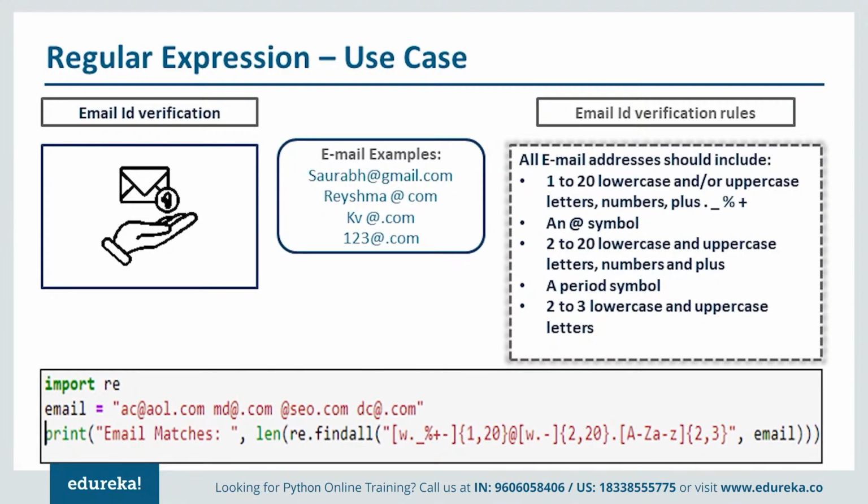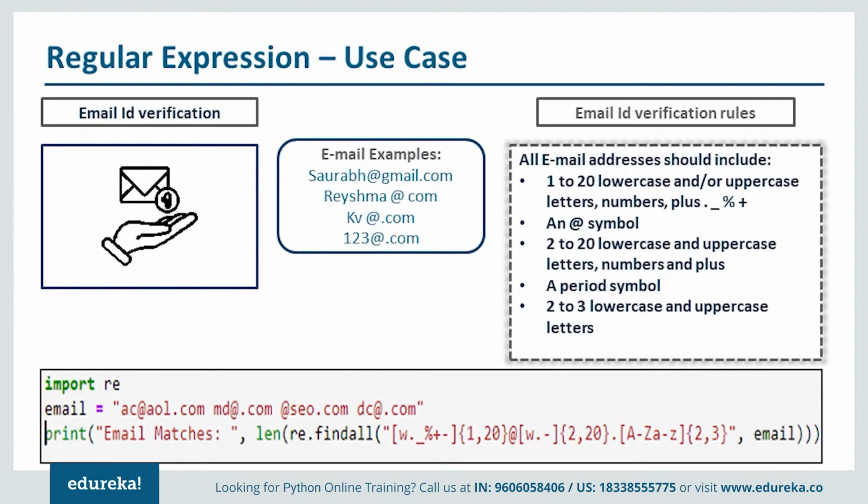The username can be 1 to 20 lowercase or uppercase characters, and can include numbers, plus symbols, dot, underscore, percentage. These symbols can be present in this one. That is why the regular expression has W, which is for any word character, alphanumeric, then dot, underscore, percentage, plus, and hyphen. The range of characters should be 1 to 20.